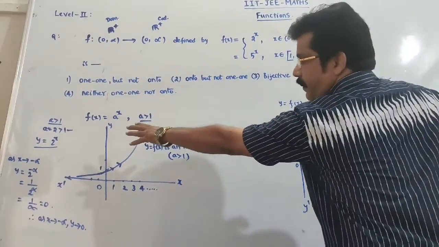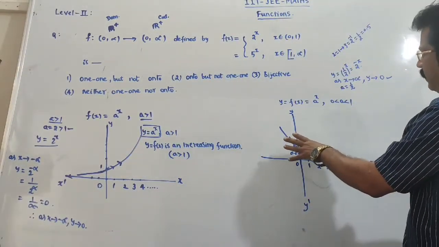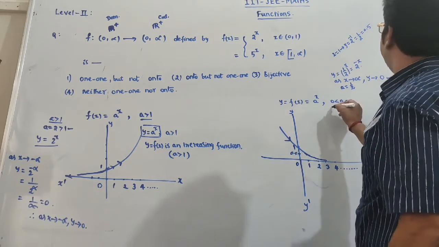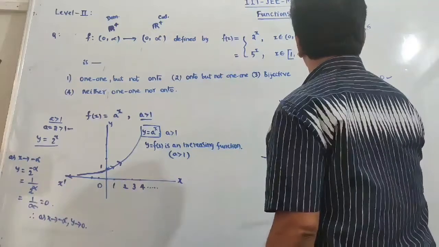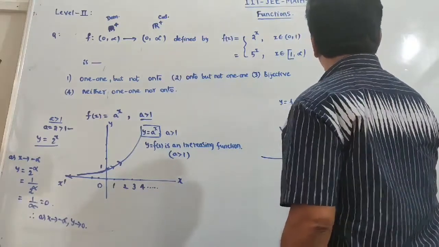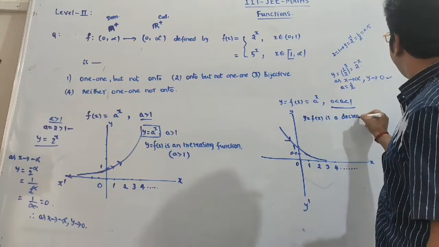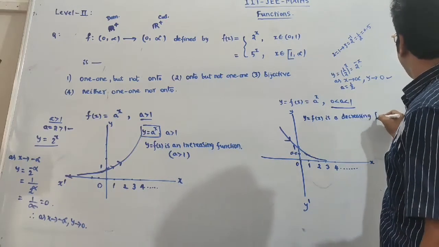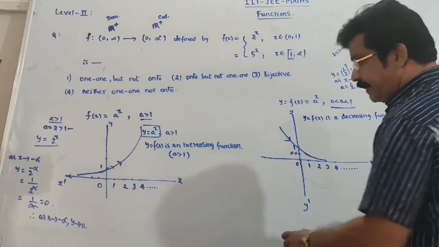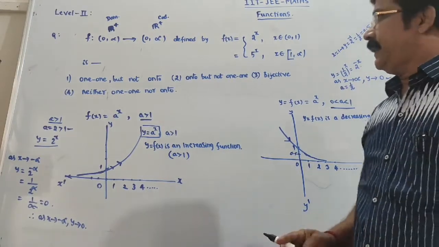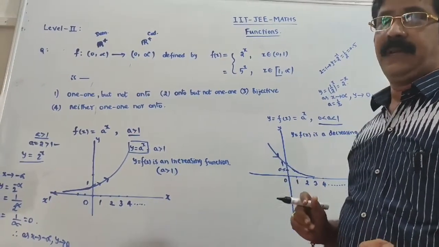This is the graph of a power x when a is greater than 1. This is also a power x graph when a is less than 1, means lies between 0 and 1. So here y equal to f of x is a decreasing function. Remember, we discuss the nature of the given function with respect to the graphs. This is the shortcut. How?